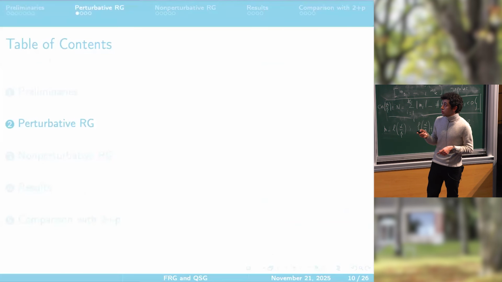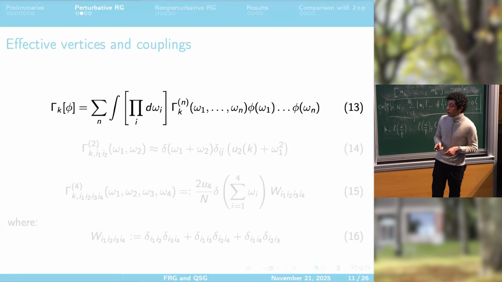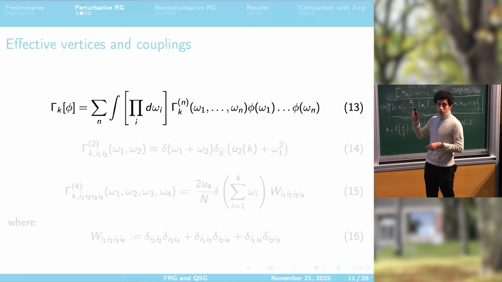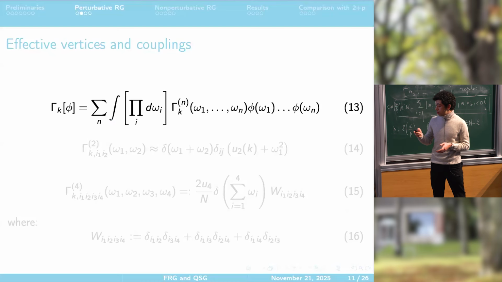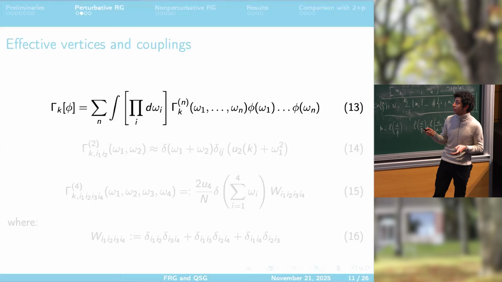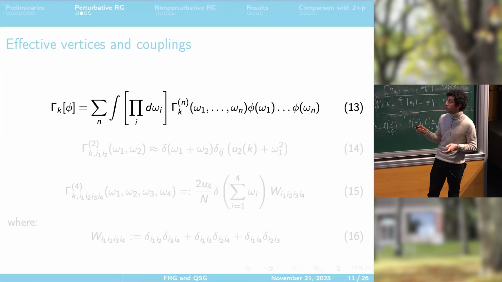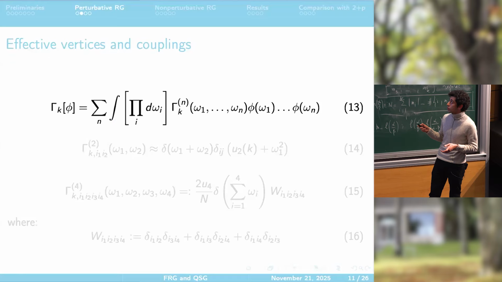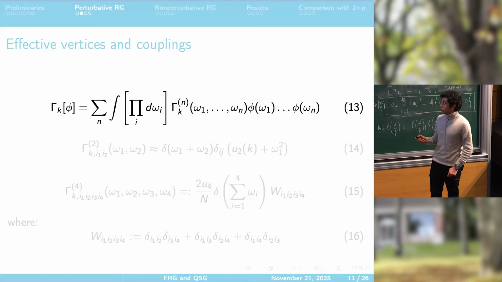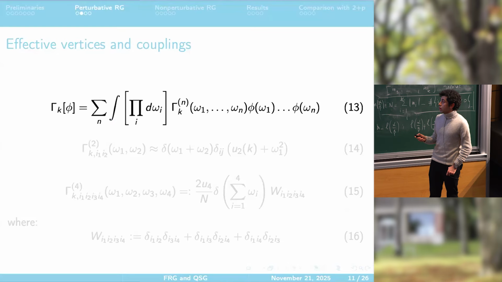To give you a general way of how we approximate and truncate, this average effective action we can write as a power series in the powers of the field. There could be some factor 1 over n factorial, but we can always absorb it into the gamma n.